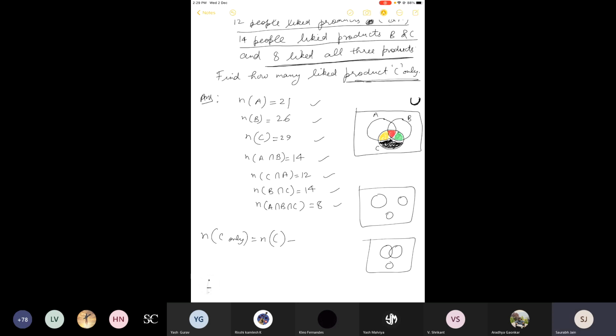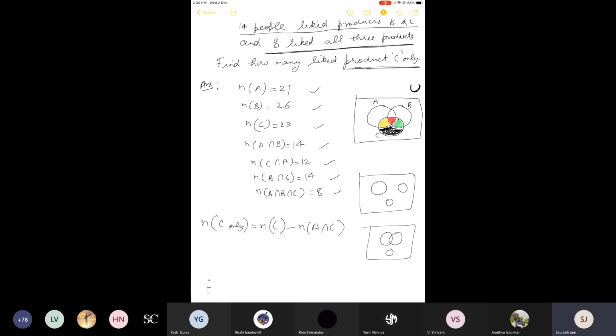So if I subtract this from N(C), see, I need this black shaded area, right? So what I have done, first I have considered the whole circle C and from that I want to remove yellow and red and green. So yellow and red are covered in a single step with the help of A intersection C. Now I have to find the green portion only, but I cannot find it directly.